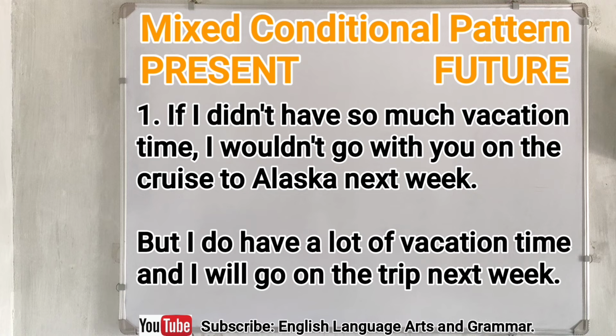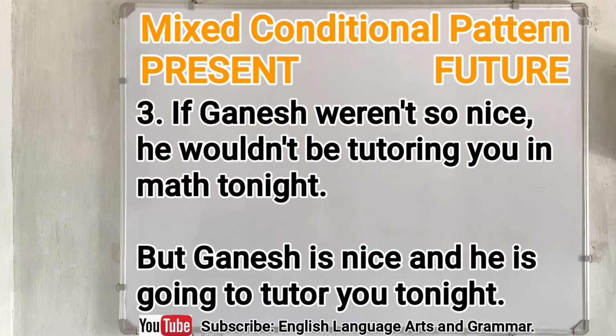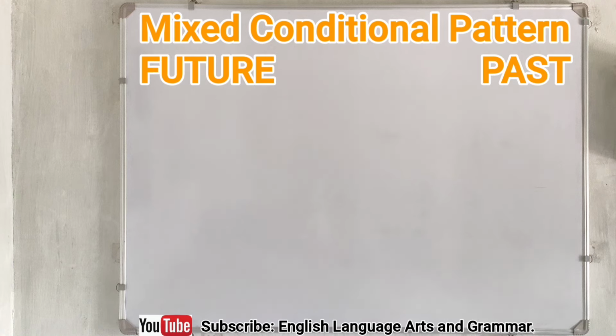Example 1. If I did not have so much vacation time, I wouldn't go with you on the cruise to Alaska next week. Example 2. If Srinivas were more creative, the company would send him to New York to work on the advertising campaign. If Ganesh weren't so nice, he wouldn't be tutoring you in maths tonight. Some examples by using future and past.